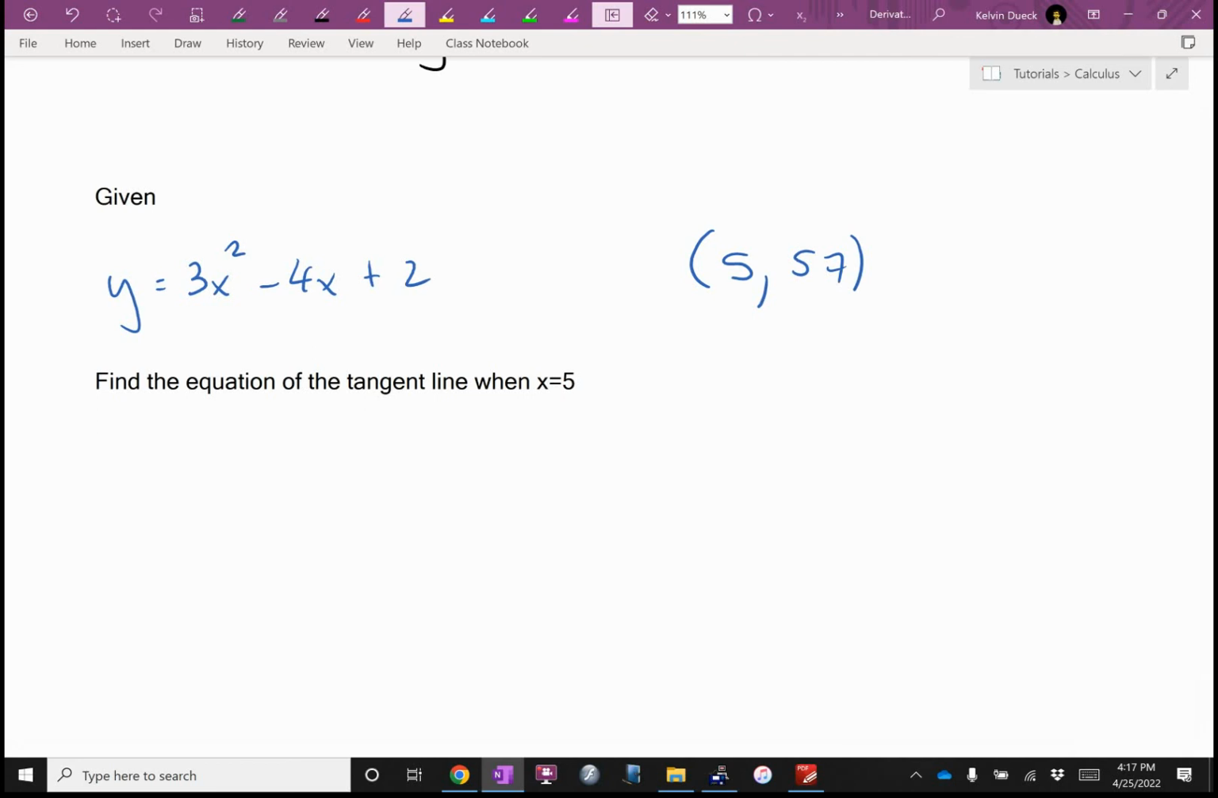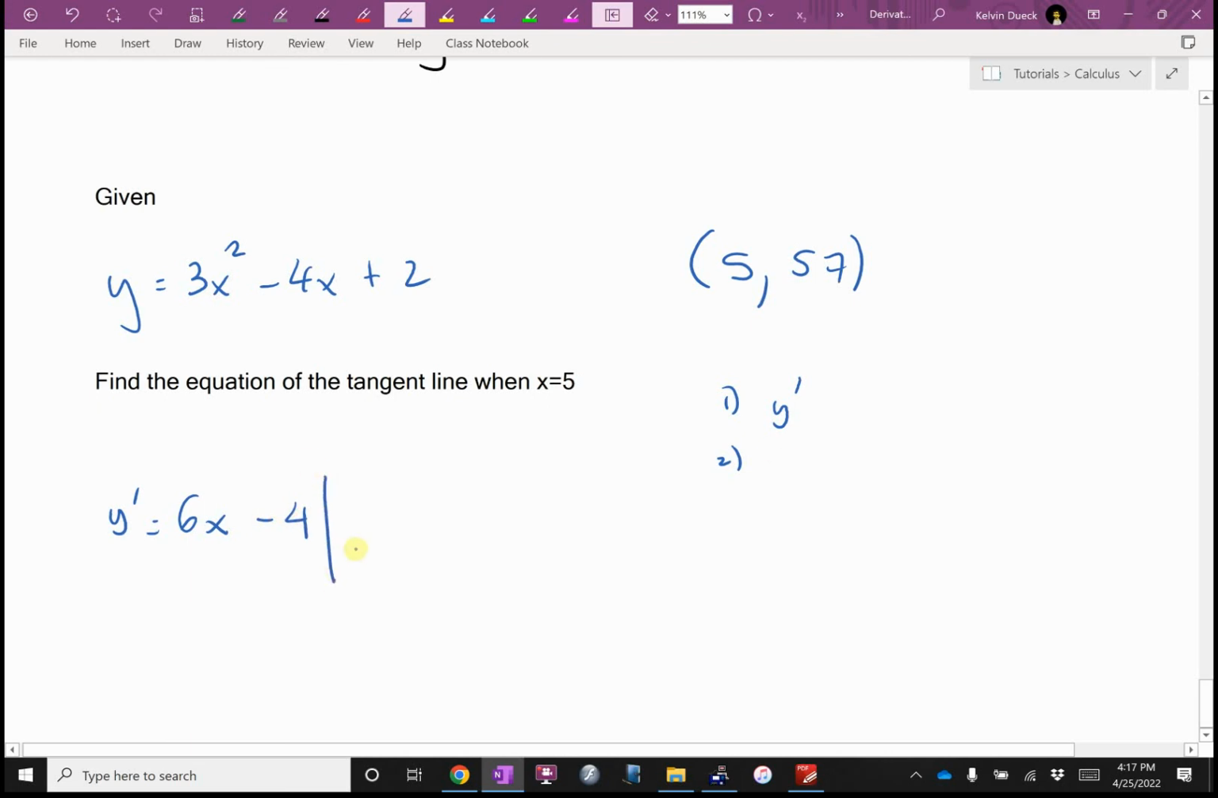Same steps as before. Find y prime. Evaluate the function. We already did. So, ready? Y prime is going to be what? 6x. Technically times x prime, but that's 1. Minus 4.